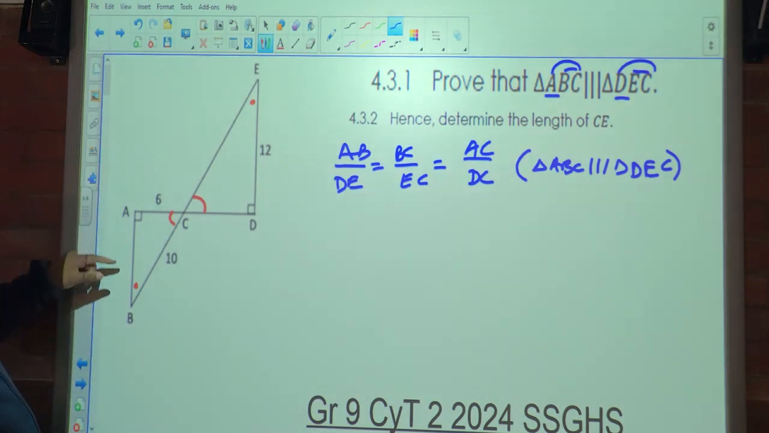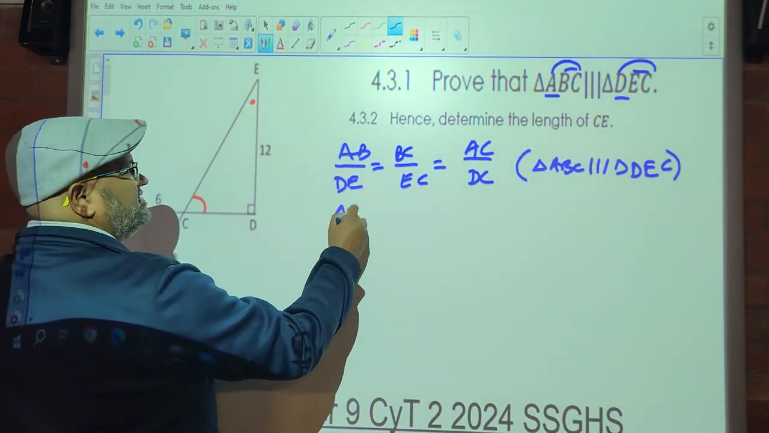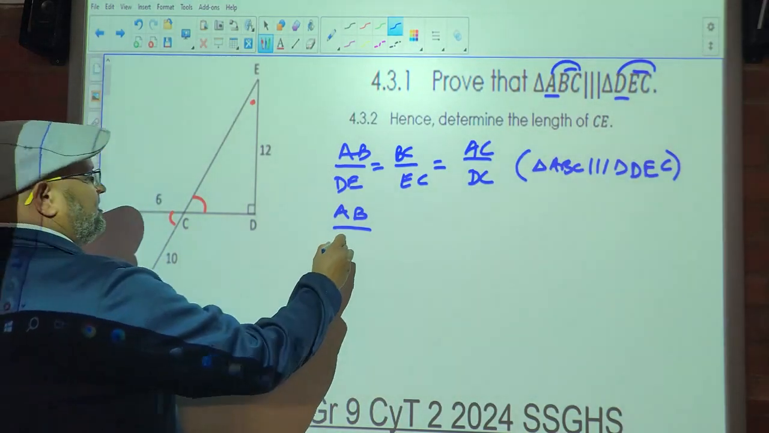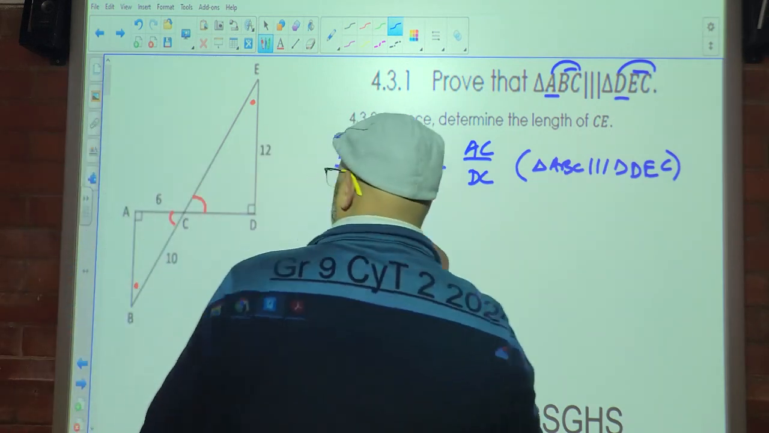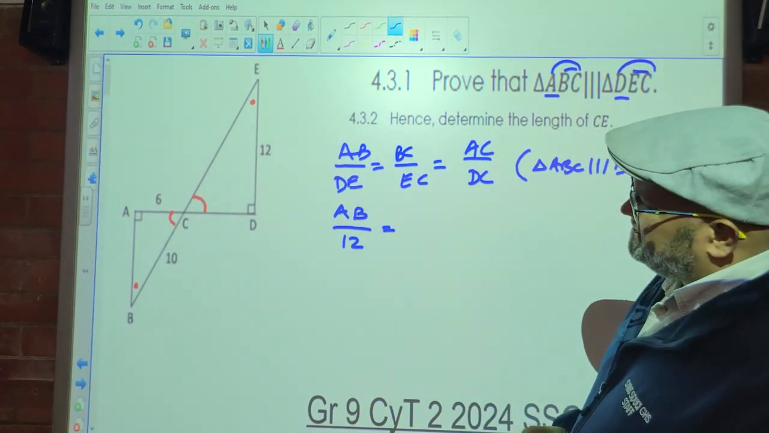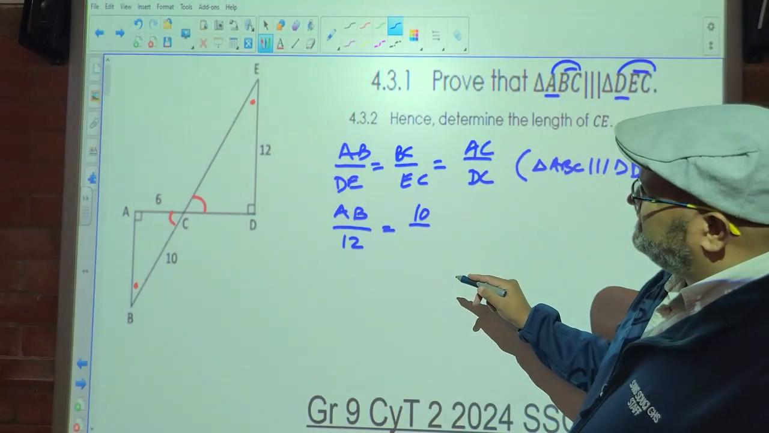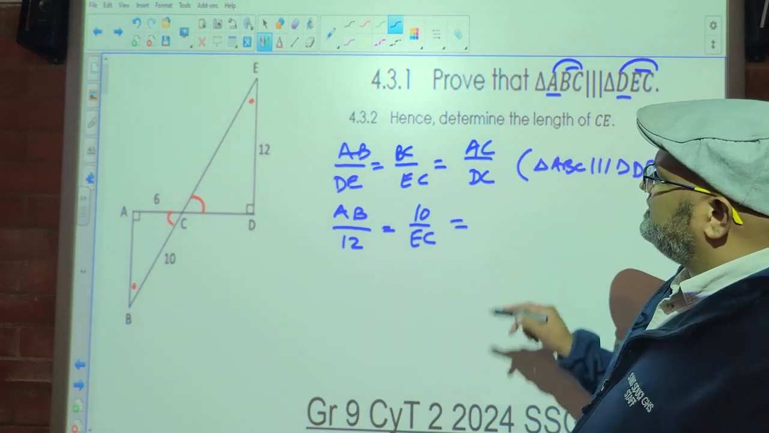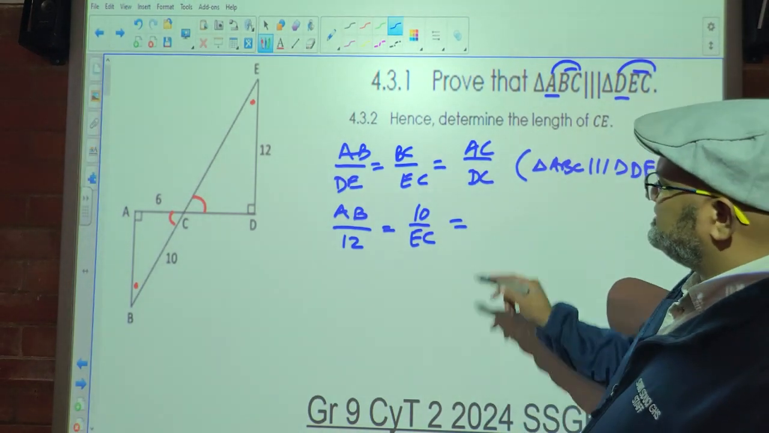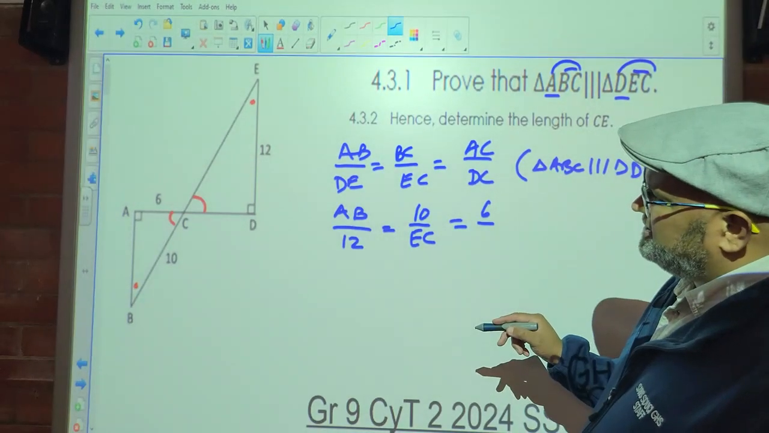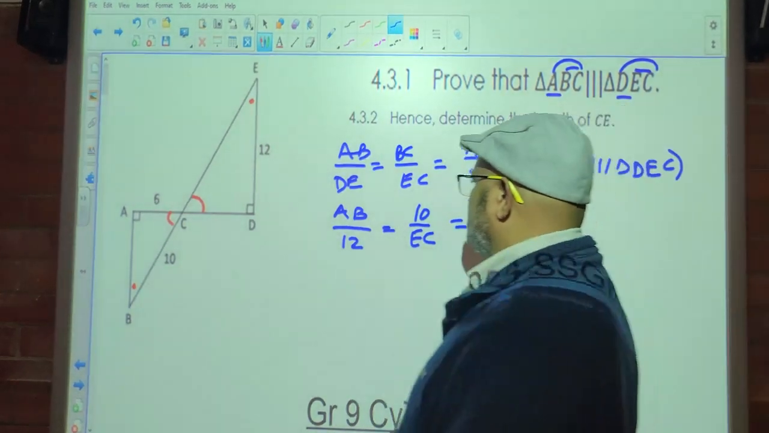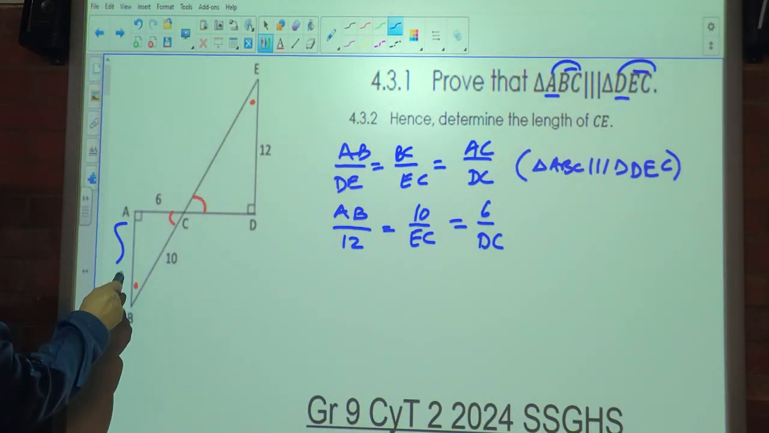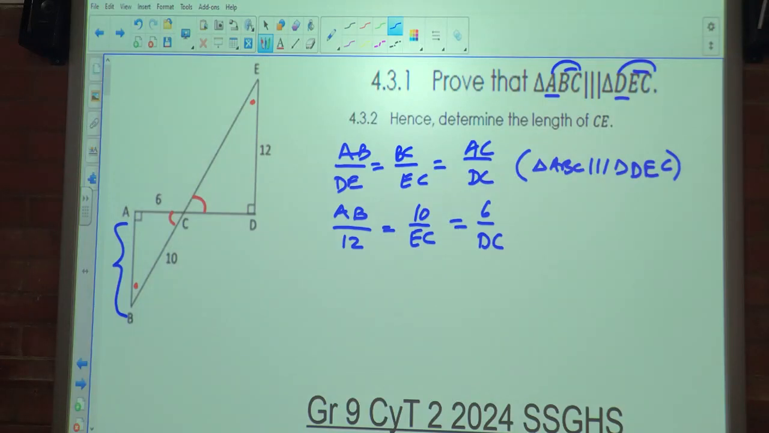What's the length of AB? Unknown, over DE, 12, equals BC 10 over EC, unknown, and that's what I want to calculate, equals AC 6 over DC, unknown. So if I look at this information here, I say, hang on, I've got a right angle triangle here. I can actually calculate the length of AB.